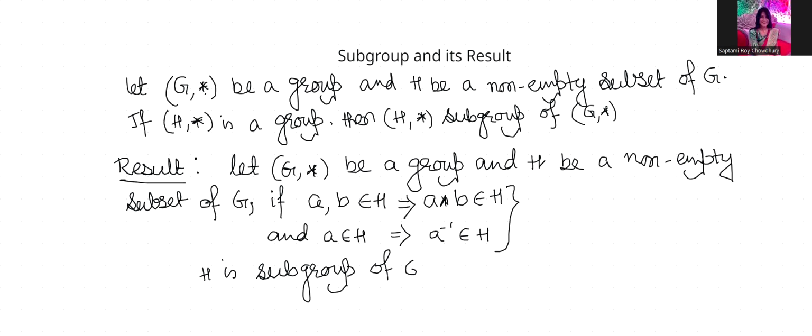This result has a name, it is called the 2-step theorem or 2-step condition. Now, this is also called the 2-step test. Also, we can merge these conditions into a single condition, which is called the 1-step test.